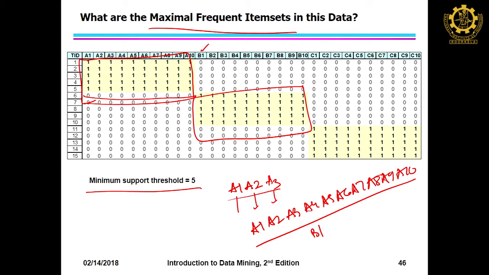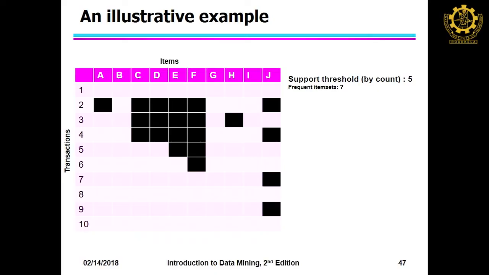So, take its corresponding superset. Let us say this is a frequent item set, and for its immediate superset you add B1. But what will be the support? It will be 0, because with B1 together with A1 to A10 you will not find any transaction. So, therefore, the support will be 0. So, its immediate superset is not a frequent item set. Let us take one more.